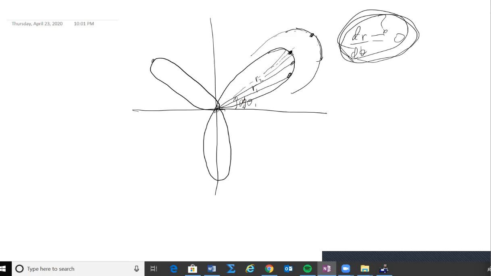So anyway, just wanted to mention that because we don't really pay much attention to this guy, dr d theta. In our work, we're always interested in dy d theta and dx d theta and dy dx. This one doesn't really have, by itself, doesn't really show up in our computations as being meaningful in any way.